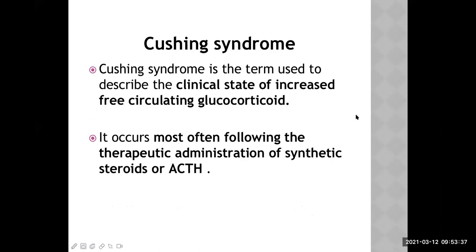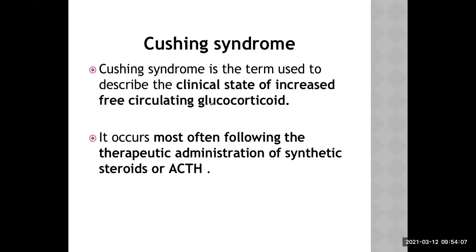That is Cushing syndrome. Cushing syndrome, very, very important question from the exam point of view. And easy diagnosis also, if you pay attention right now in the class, you can see this type of patient and you can say, yes, this patient looks like Cushing syndrome patient from a distance. So Cushing syndrome is the term used to describe the clinical state of increased free circulating glucocorticoid.